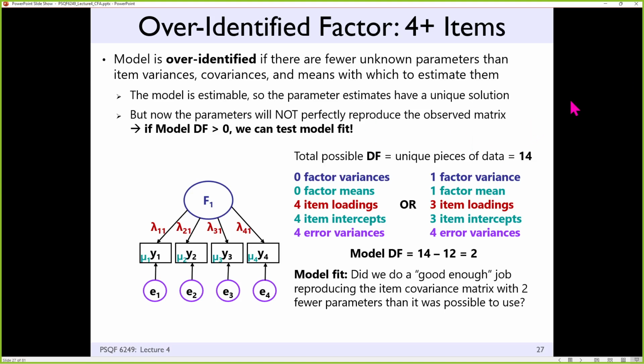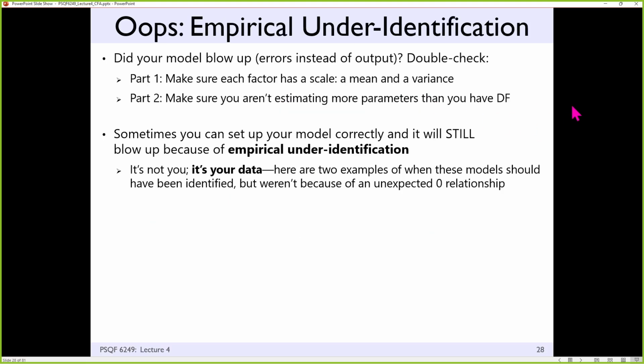So have you ever had someone tell you, it's not you, it's me? Here's the equivalent of that. Empirical under-identification. It's when you did everything right, but your model's still not identified. It's not you, it's your data. It's not your fault.